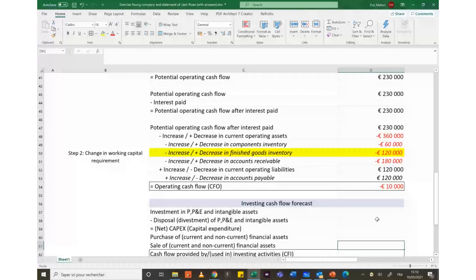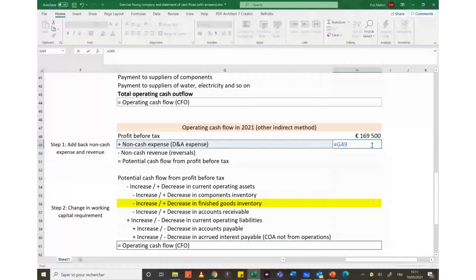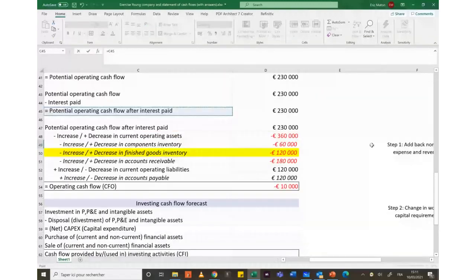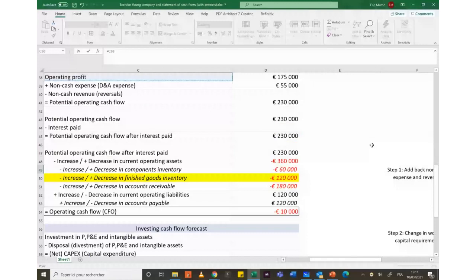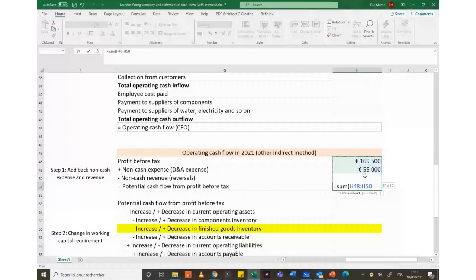If we do the same calculation from the profit before tax, now you included the interest expense. So don't forget, you have to eliminate interest expense because we don't pay the interest expense. So we have to include now the increase or decrease in accrued interest payable. We do the same as before. We eliminate the D&A expense. We eliminate the non-cash revenue, but we have nothing. Now we do the sum of all of this. We have a potential cash flow from profit before tax.